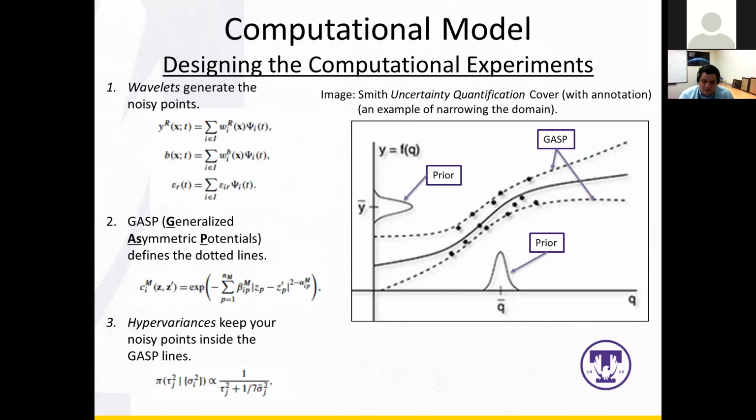Going back, this figure is the cover of the Smith book. My internet connection is unstable. Okay.